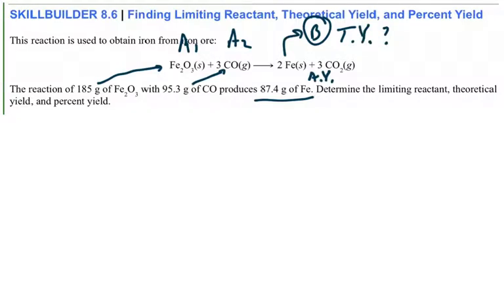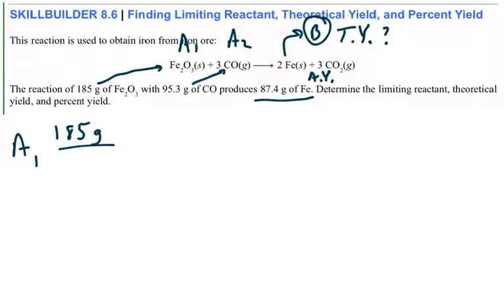Now, because there are two reactants and we have the masses of each, we're going to have to do two mass-to-mass problems to figure out who's the limiting reactant. So first we'll do A1. A1, we have Fe2O3. We got 185 grams. The first step is to convert to moles.